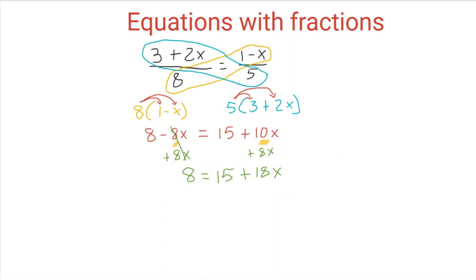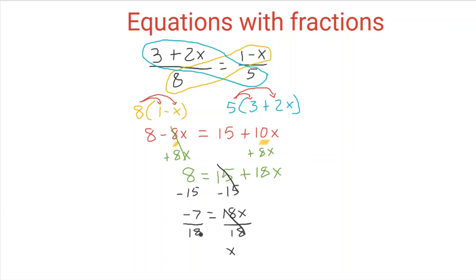Now it's a two-step equation. I have all my variables on one side, and I want to get rid of that constant. That's a positive 15, so I'm going to do a negative 15 to both sides. 8 minus 15 is negative 7, and on the right side I'm left with just 18x because I got rid of that 15 by doing the inverse operation. Now I want to get x by itself. This is 18 times x, so I'm going to divide by 18 to leave me with 1x, and do the same thing to the other side: negative 7 divided by 18.